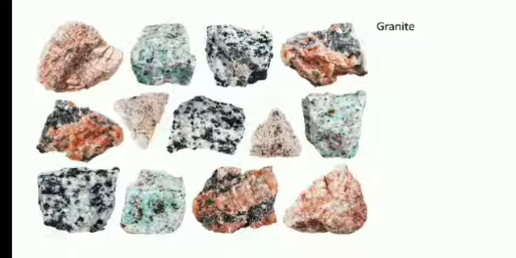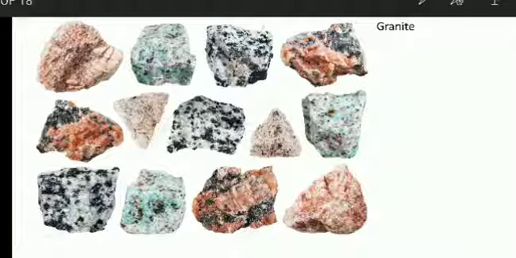What is meant by plutonic? Plutonic means it is formed deep inside the earth, and here the cooling rate is slow. Right, the slow cooling results in larger crystals. In these images you can see these are all varieties of granites.